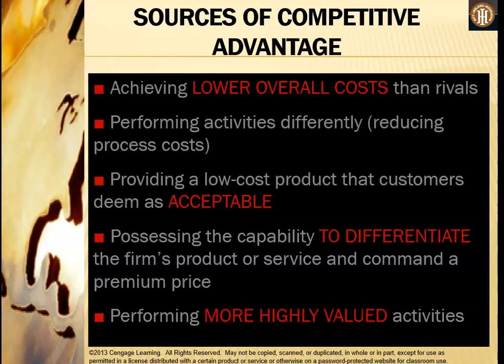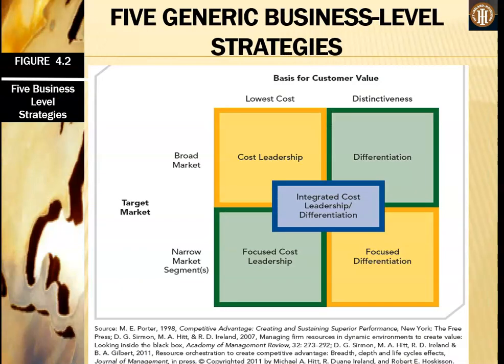What are sources of competitive advantage? One is achieving lower overall costs than rivals. This is in the cost leadership strategy. Performing activities differently, reducing process costs, providing a low-cost product that customers deem as acceptable, and possessing the capability to differentiate the firm's product or service and command a premium price. Also performing more highly valued activities.